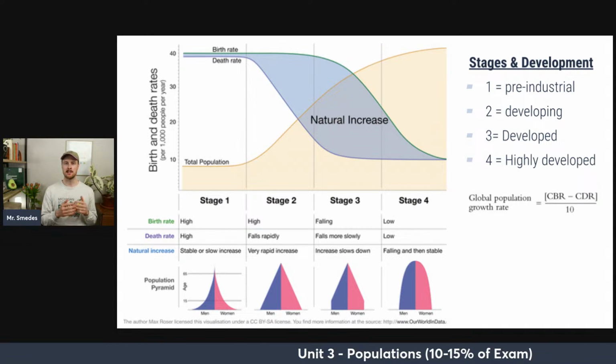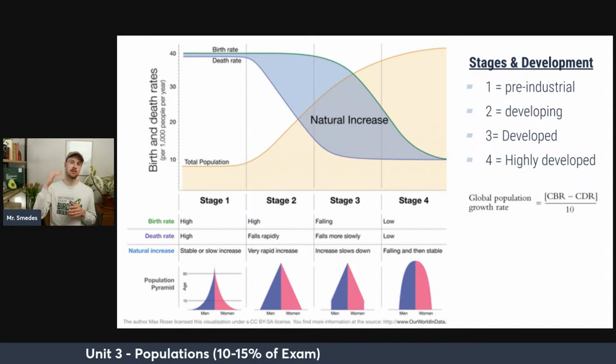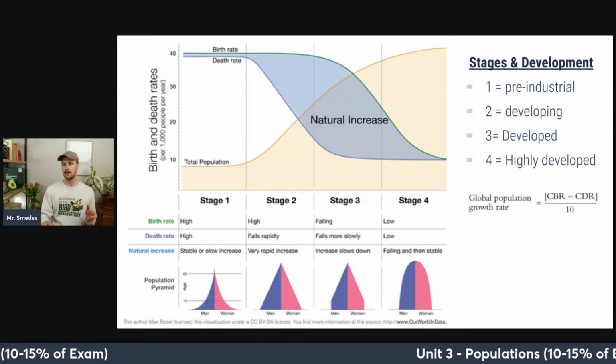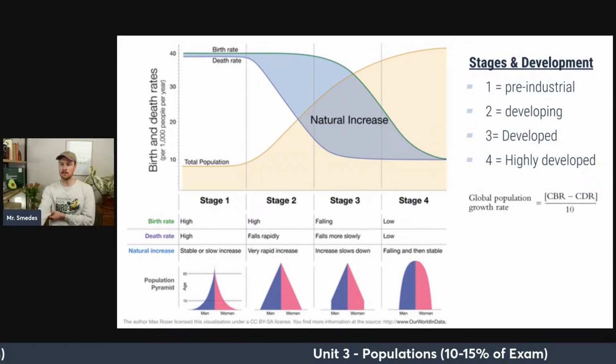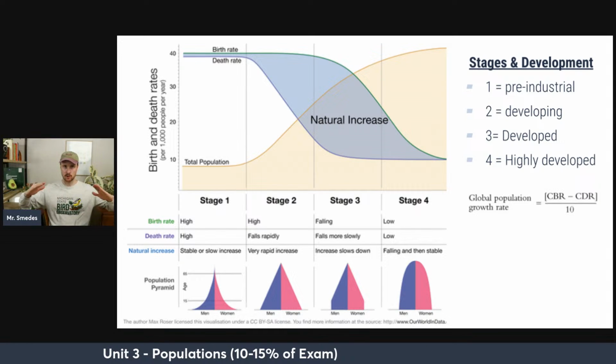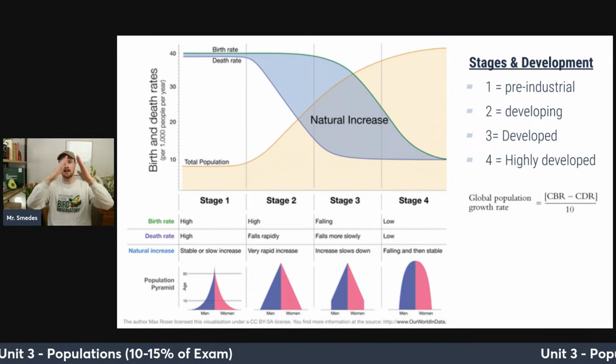So remember, in stage 1, we don't really have stage 1 countries in the world anymore, but you have super high birth rate, super high death rate, so you really don't grow your population. If we go to the bottom of the screen and we look at the population pyramid here, really wide base, and then it's going to shrink in quickly. You're going to get a dramatic pyramid shape.